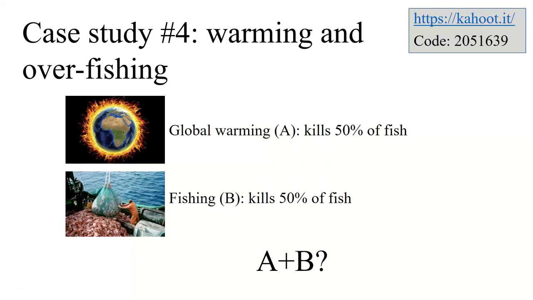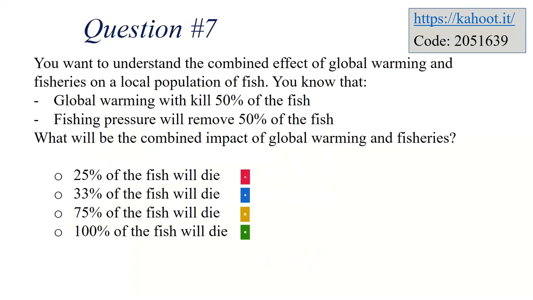And because you can really understand that these are completely different drivers or stressors, they will act on completely different things. One is killing by removing the fish and the other one has a negative effect on physiology. We can predict that these two will have no interaction whatsoever. So the question is, what's going to happen when you combine global warming and fishing pressure that both remove 50% of the fish? At the end, will you have 25% of all the fish die, 33%, 75% of all the fish will die?